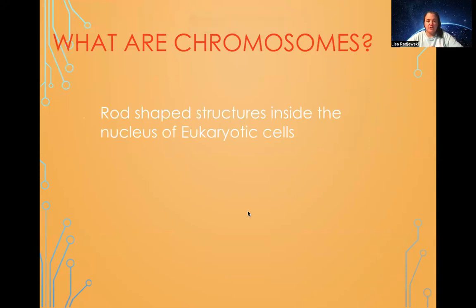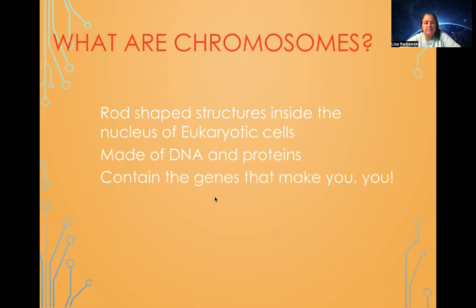They are rod-shaped structures inside the nucleus of eukaryotic cells, we learned that before. All cells have chromosomes, but in a nucleus for eukaryotic cells, whereas in a prokaryotic cell, it would just be in the cytoplasm. Chromosomes are made up of DNA and protein. And because they contain DNA, they contain the genes that make you, you.